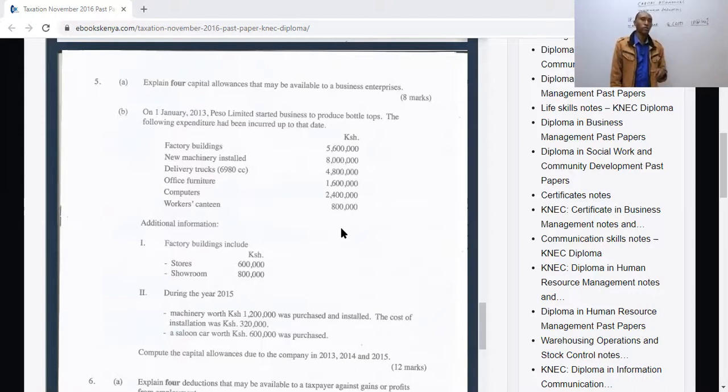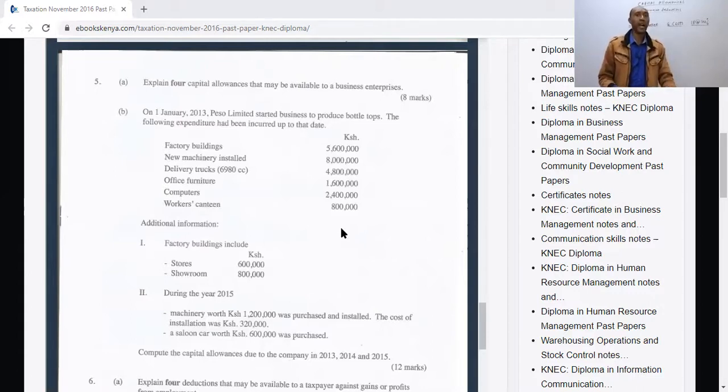In that question, there are different capital allowances which we discussed: the ID, the investment deduction, industrial building deduction, wear and tear, and farm works capital allowances. So basically, in a real exam scenario, we'll be able to see from the question which of the items listed fall under which type. For today, we are only concentrating on investment deduction.